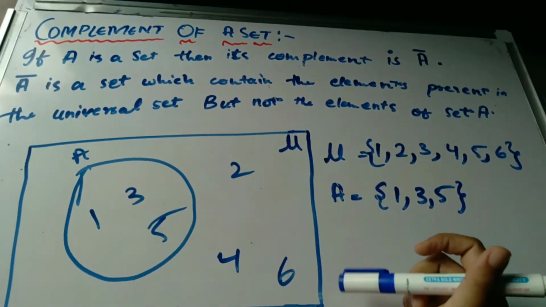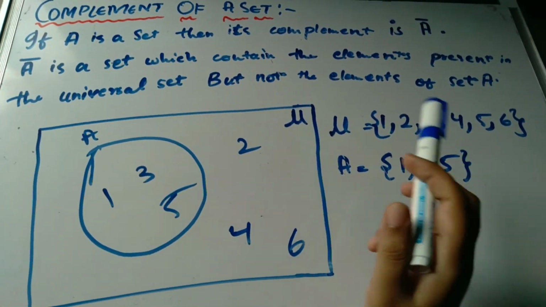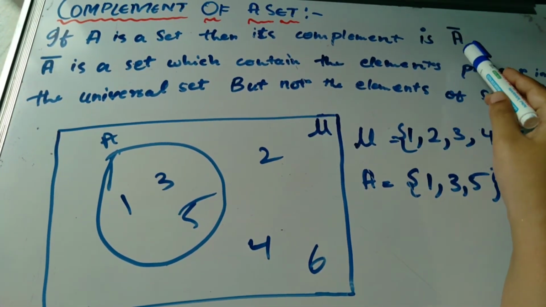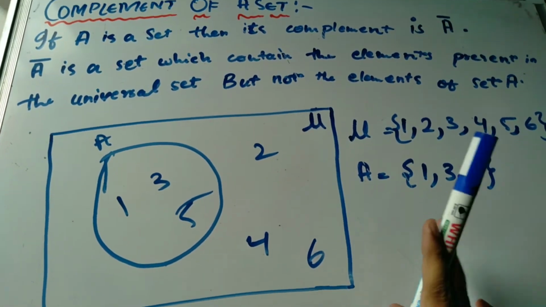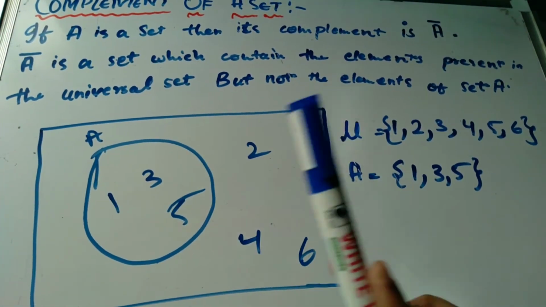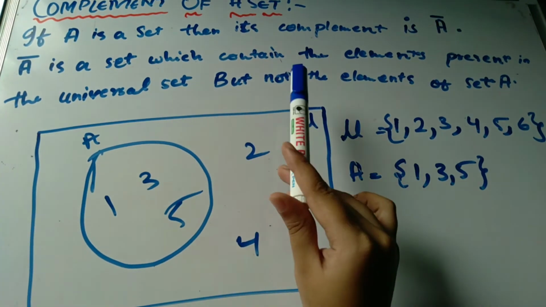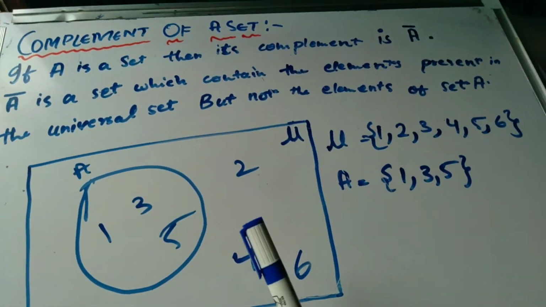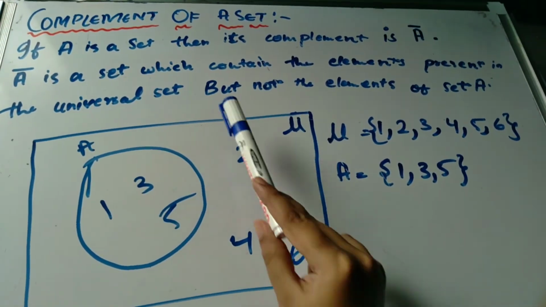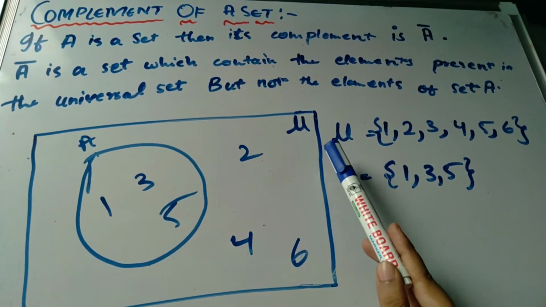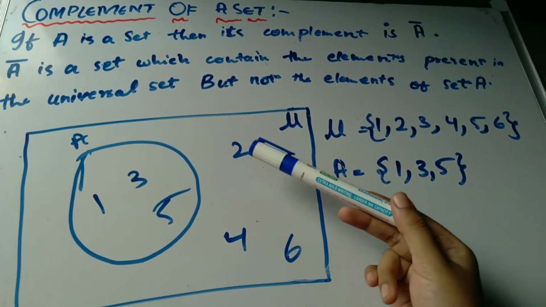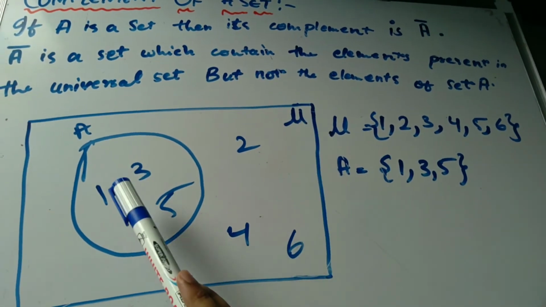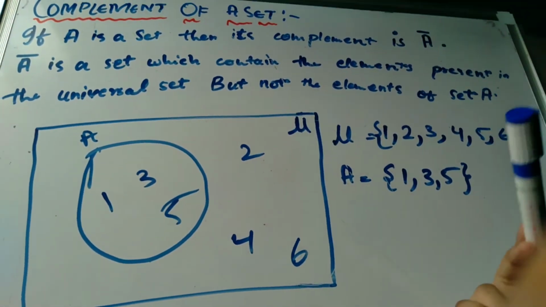Okay, so the complement of a set. What is the complement of a set? If A is a set, then its complement is A bar. What is A complement? A complement is a set which contains the elements present in the universal set. What is the universal set? The universal set contains the elements of other sets and even its own elements.